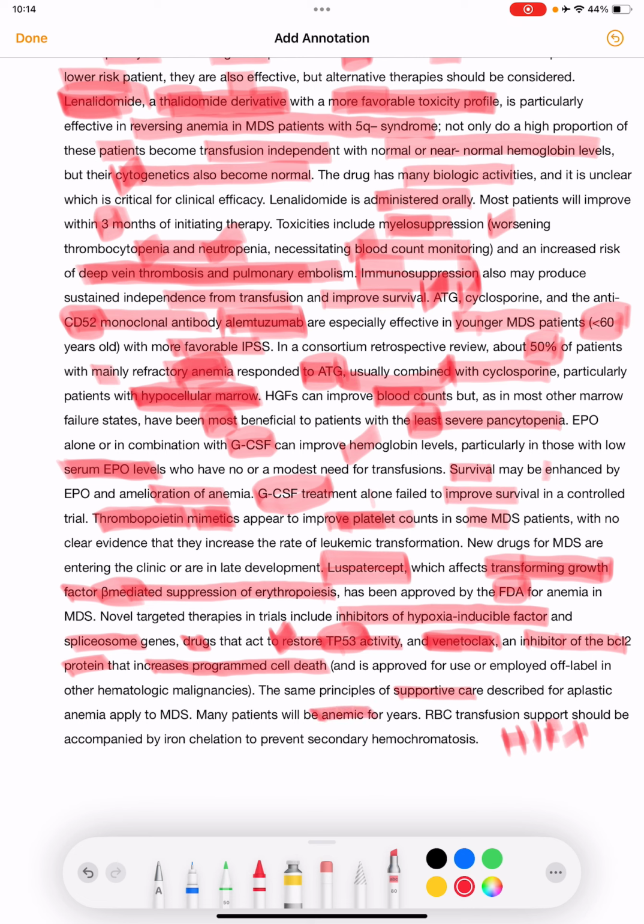Many patients will be anemic for years, and RBC transfusion support should be given. What else should be given along with RBC transfusion? Iron chelation should be given to prevent secondary hemochromatosis. So along with RBC transfusion, what else should be given? Iron chelation should be given to prevent secondary hemochromatosis.